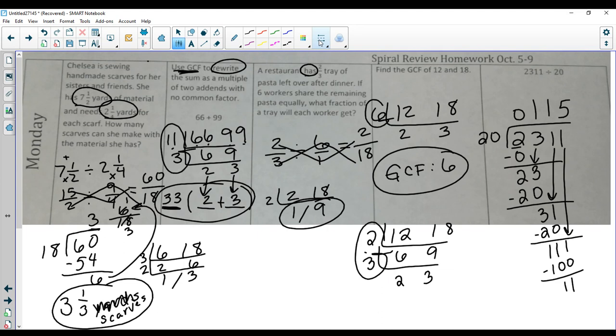No. So we can either leave it as is, make it a decimal, or make it a fraction, but since we're working with fractions, let's put it in fraction form. What's the denominator going to be? 20. What's the numerator going to be? 11. Can I simplify 11 and 20? No, there's nothing that's going to go into 11 and 20. So my final answer is 115 and 11/20.